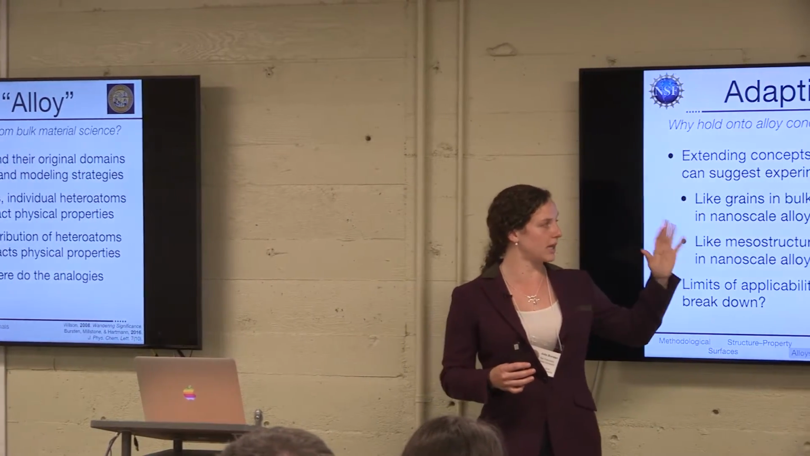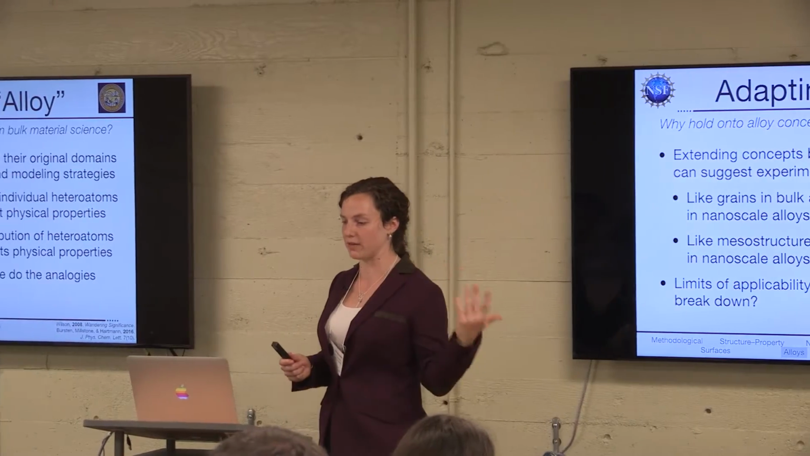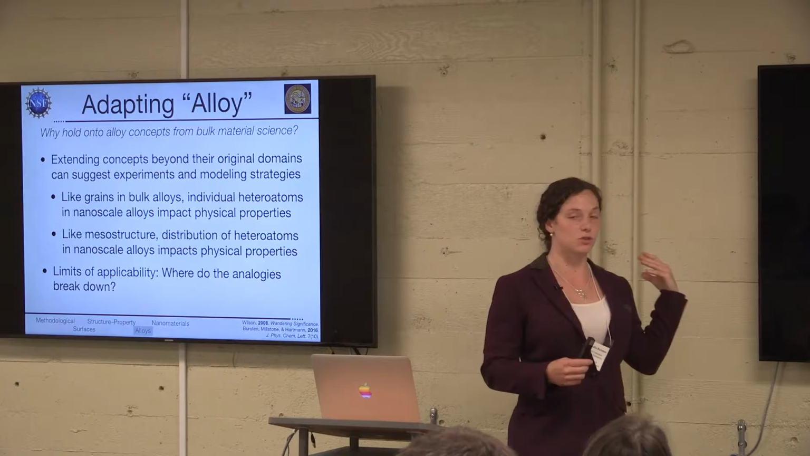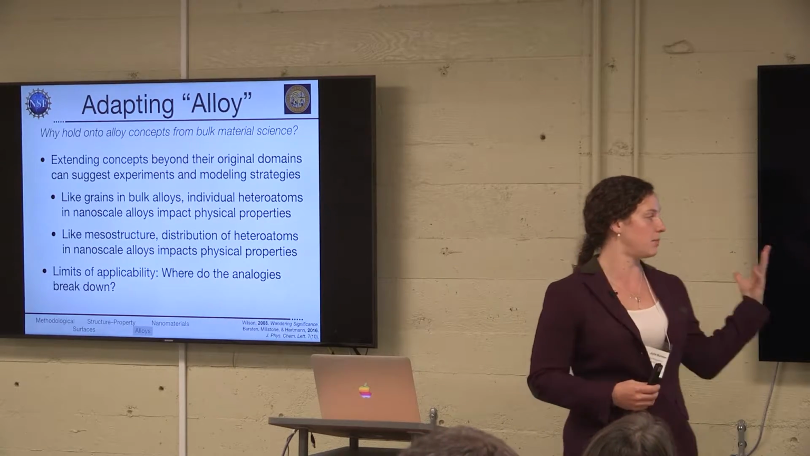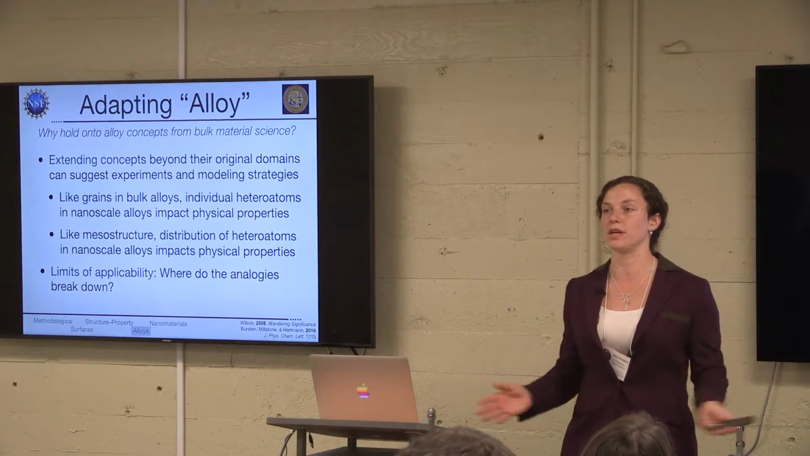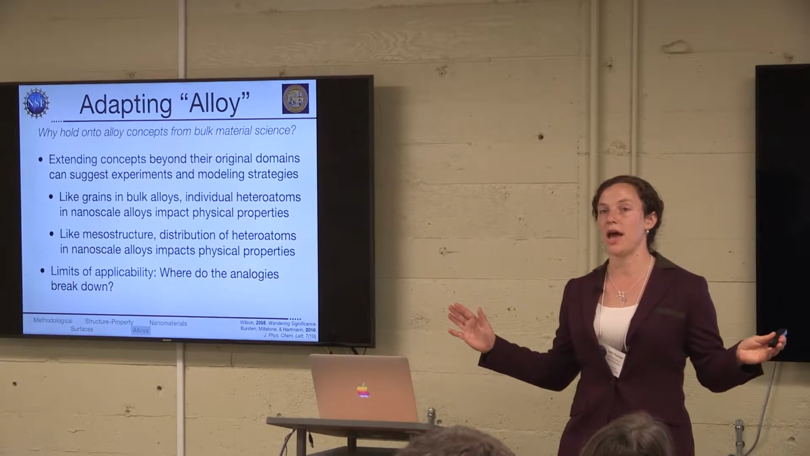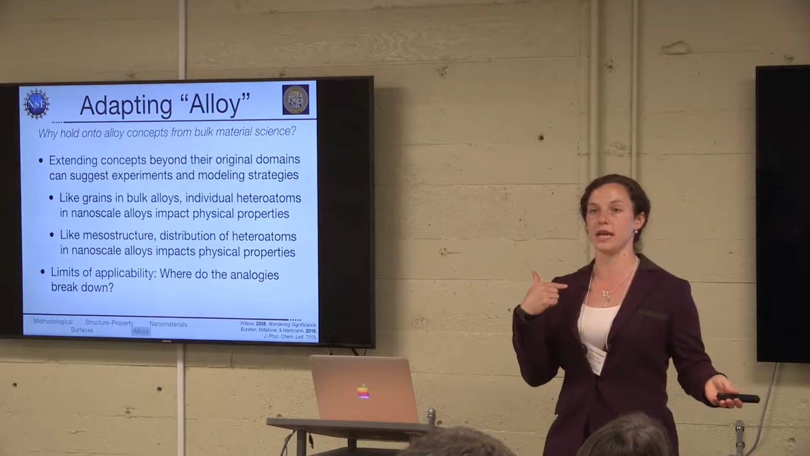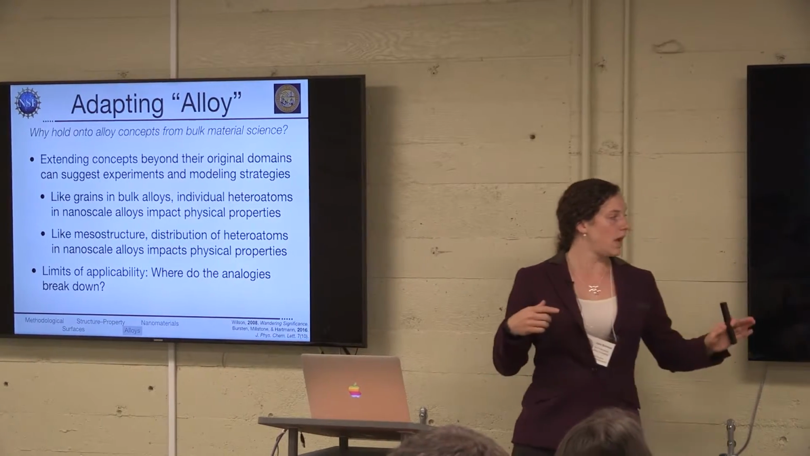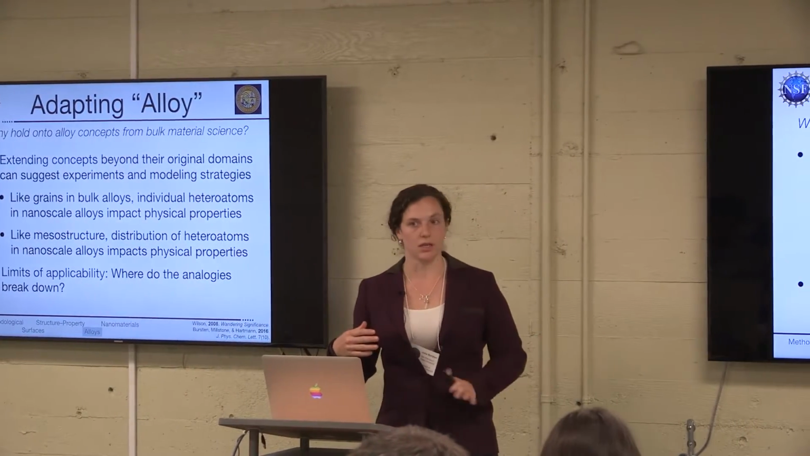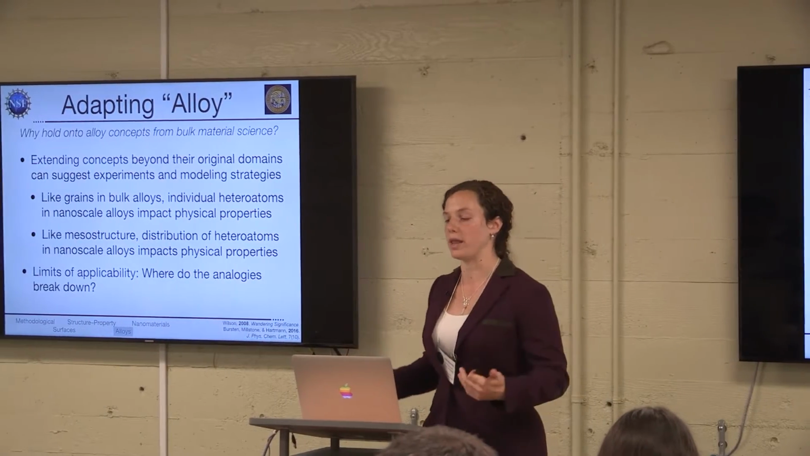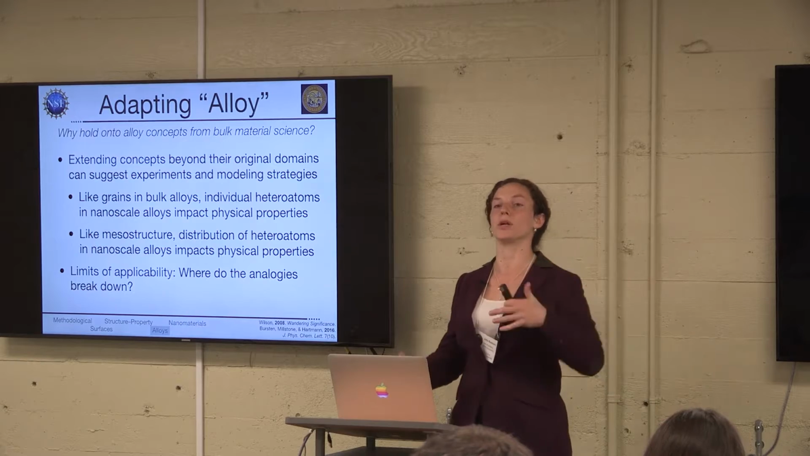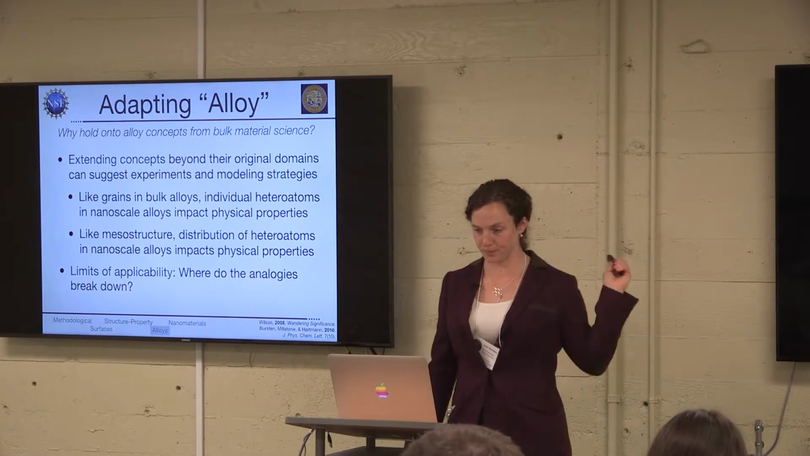So like I said, heteroatoms and nanomaterials can impact physical properties. And like our mesostructure, like grains, the distribution of these heteroatoms can impact physical properties, whereas we wouldn't think of distribution of heteroatoms as a molecular feature, because if we're thinking molecularly, structure is always the same. And then, like with the story of surfaces, we need to think about where the limits of applicability are of importing this alloy concept into the nanoscale.